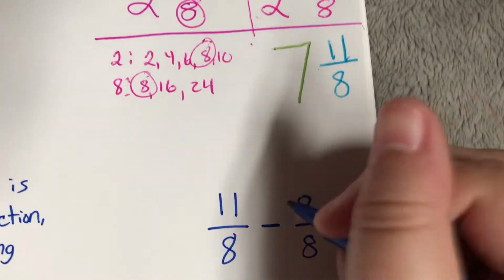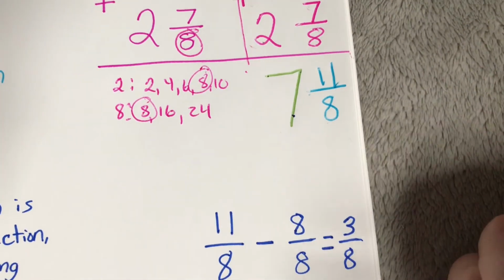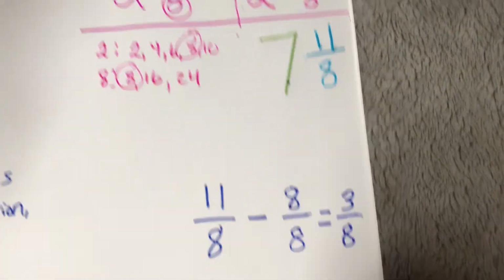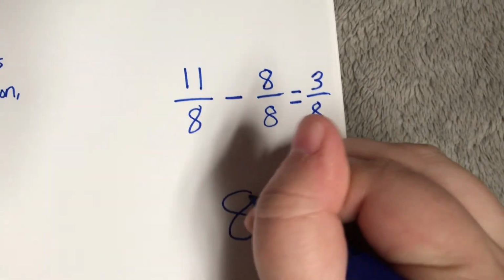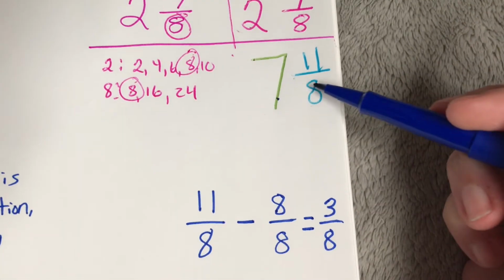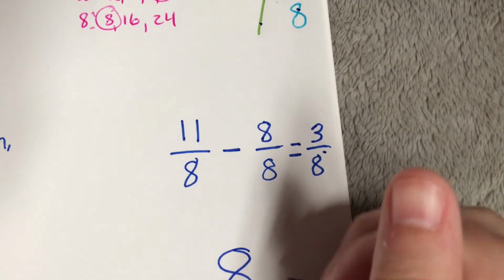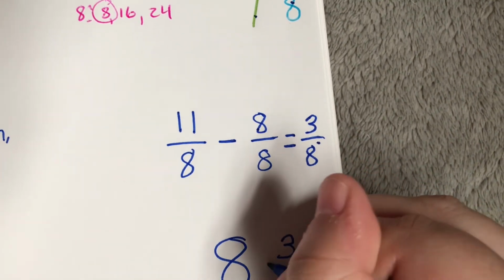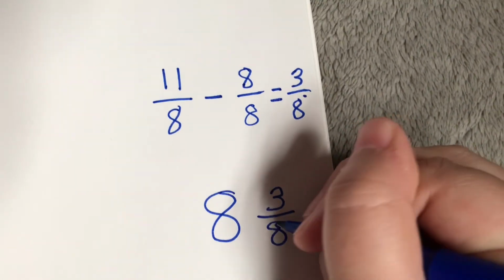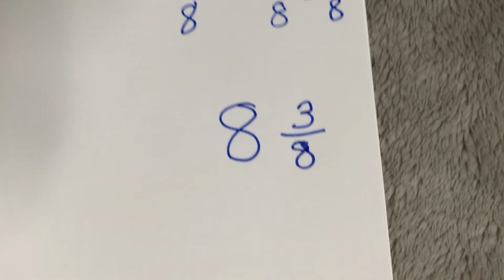So what that means is this is going to get added to our 7. So our 7 is going to become an 8. And our 11/8 is going to turn into 3/8. So our final answer is 8 3/8.